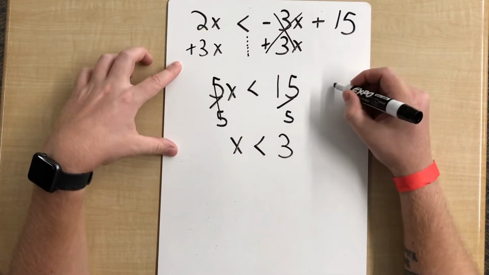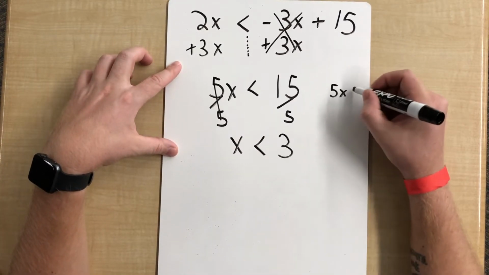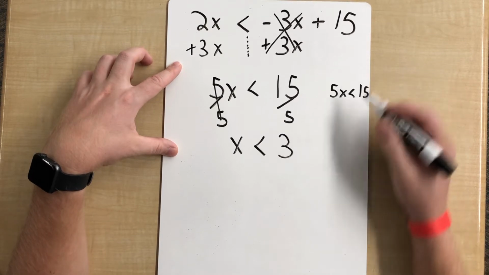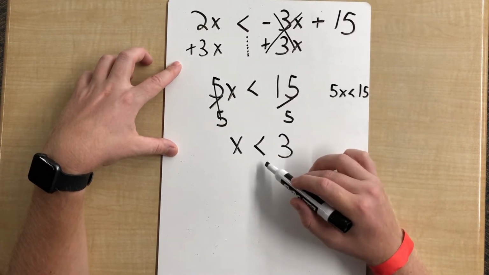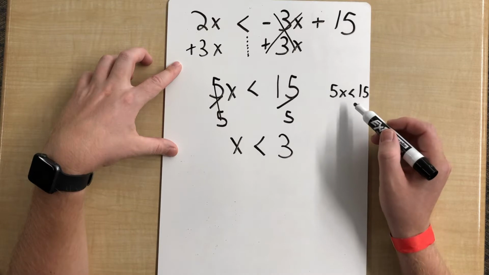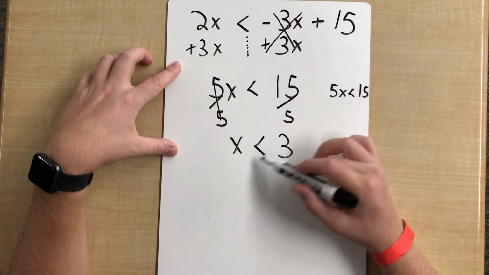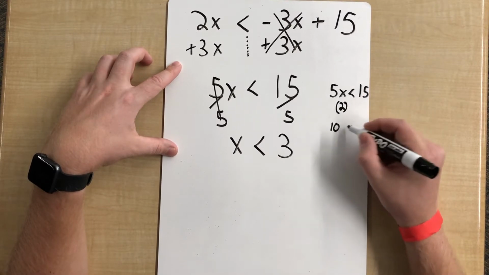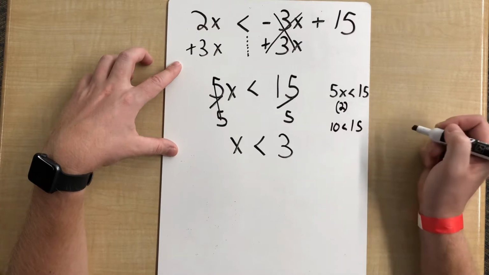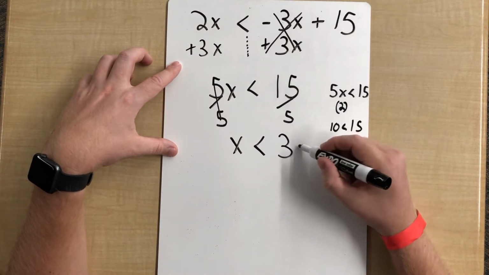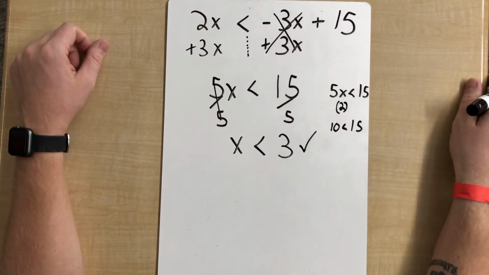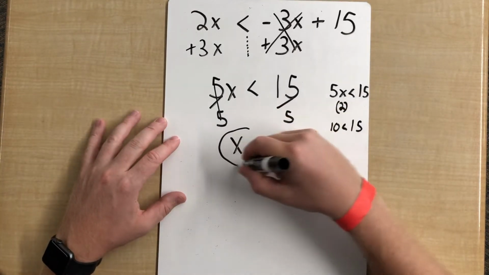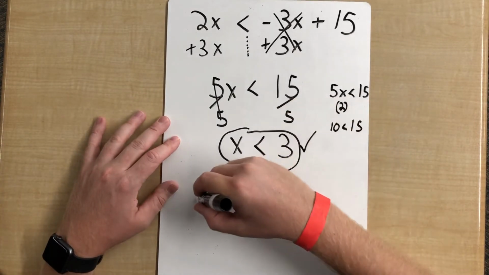Let's just test that real quick. 5x is less than 15. Any number that's less than 3 should give us a true statement, right? Well, 2 is less than 3. Let's plug in 2 for x. 5 times 2 is 10. Is 10 less than 15? Heck yes, it is. So we know we found our solution set. x is less than 3. Now we're not done because we have to graph it.